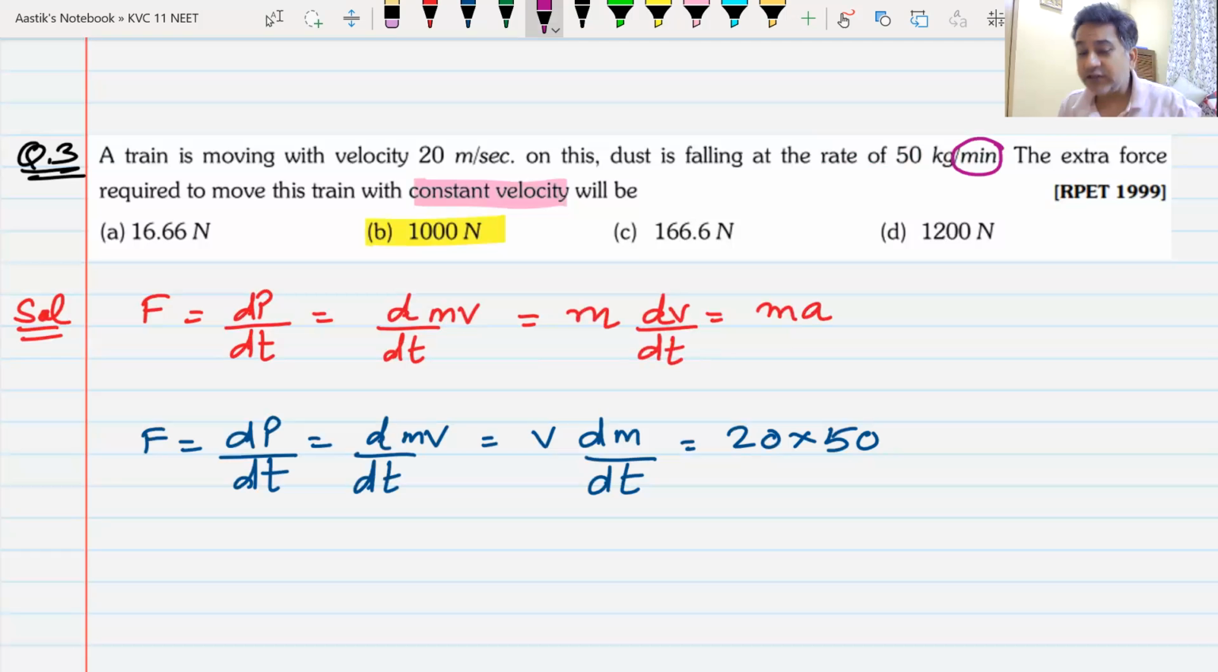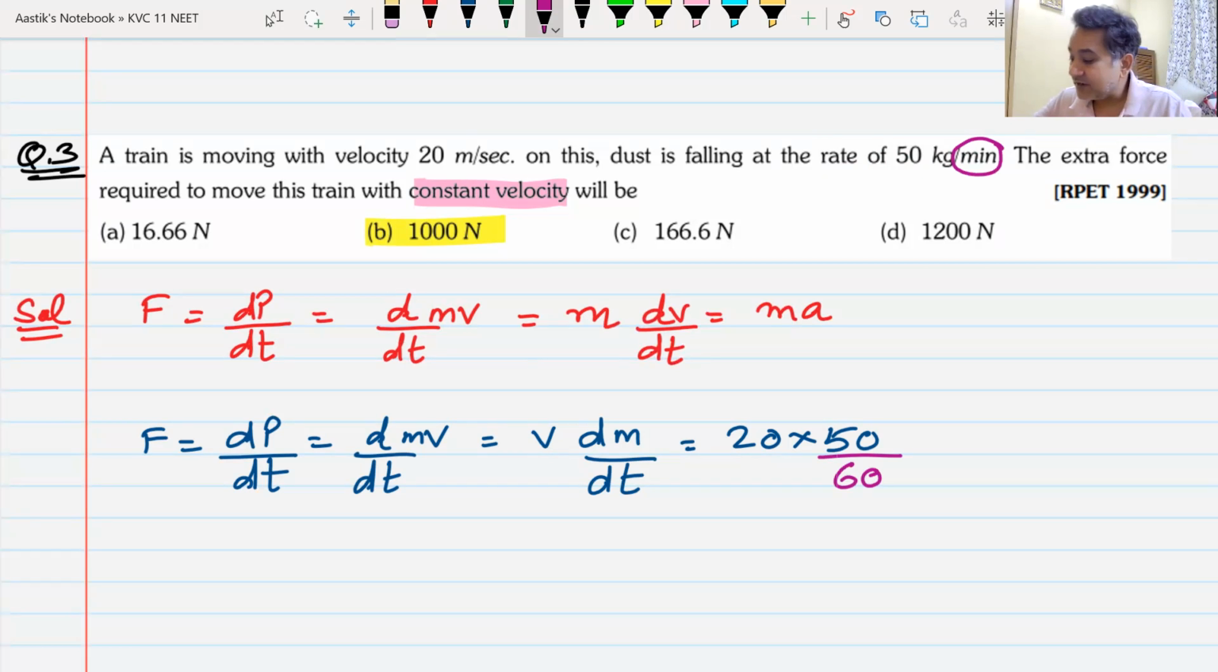In 1 minute, 50 kgs. The SI unit is not minute, it is seconds. So you have to convert minute into second. 50 kg per minute has to be changed into kg per second. So we have to divide it by 60. Do we understand this?